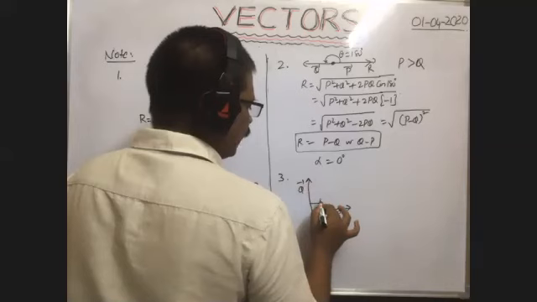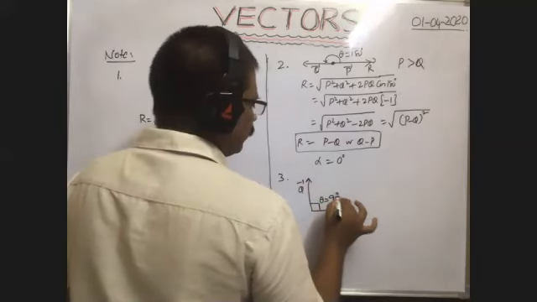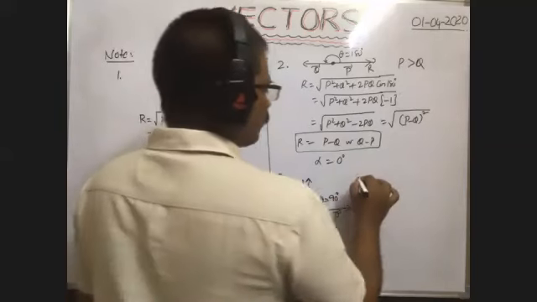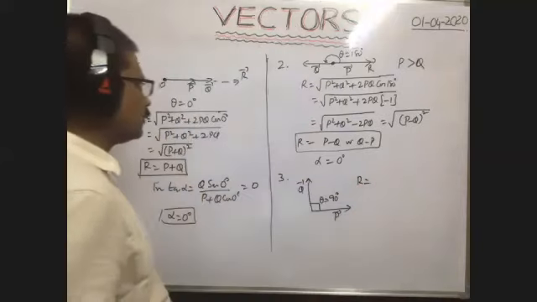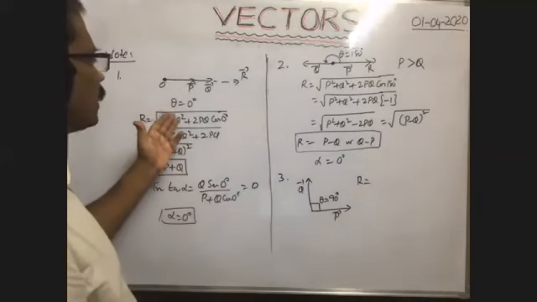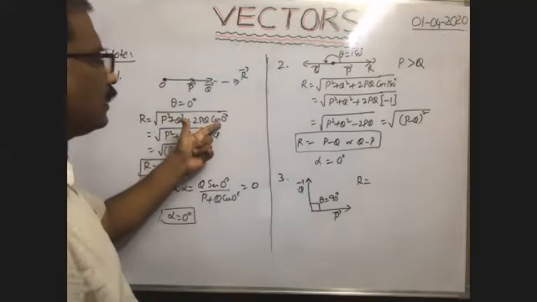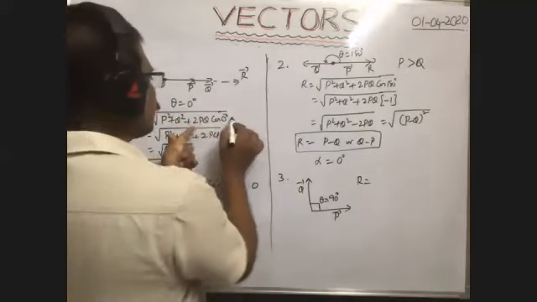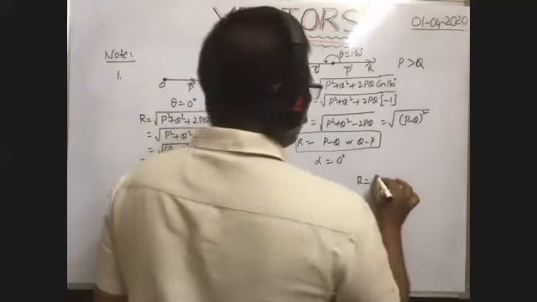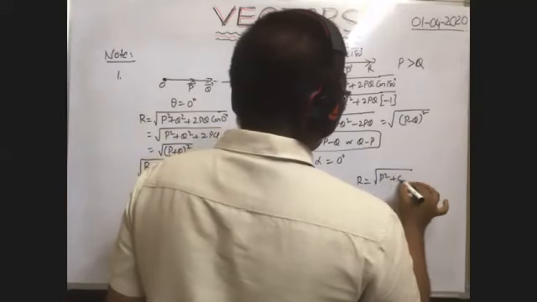In this case, the angle between the two vectors is 90 degrees. What is the formula for the magnitude of the resultant? Directly you write square root of P square plus Q square plus 2PQ cos theta. Theta means 90, and cos 90 is 0. That's why this term becomes 0. Therefore, you get square root of P square plus Q square.